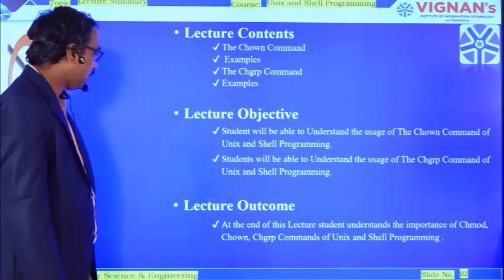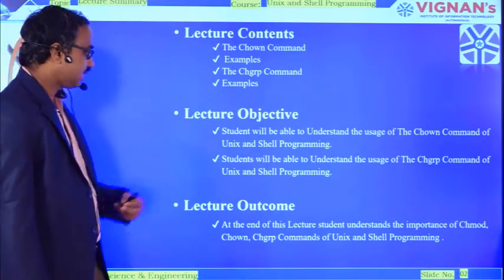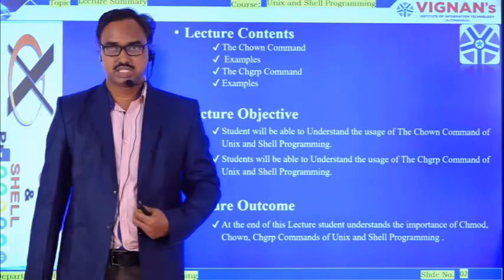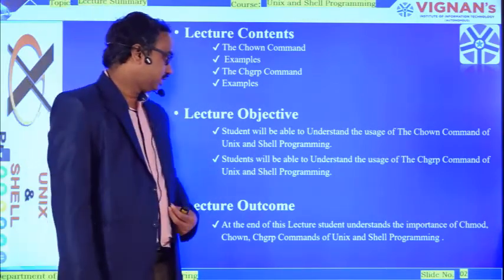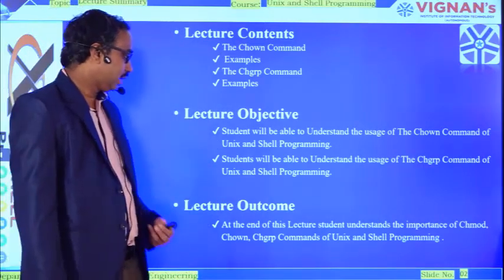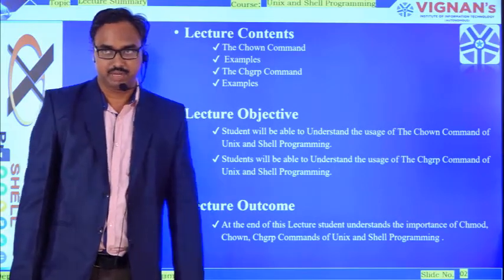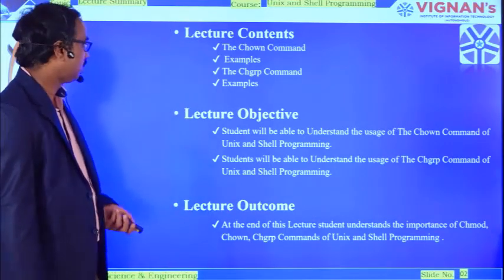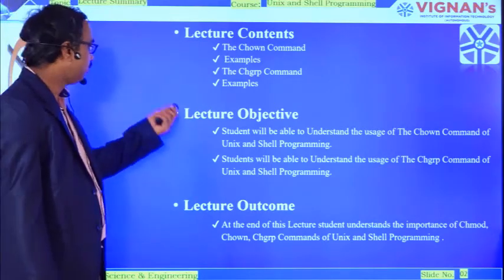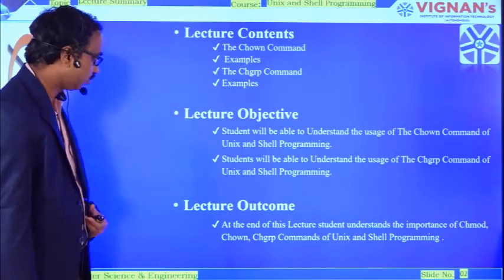Coming to the outcome. At the end of this lecture, the student will be able to understand the importance of the chmod as well as chown as well as chgrp commands of Unix and shell programming. So these are all the lecture contents, lecture objectives and the lecture outcomes.